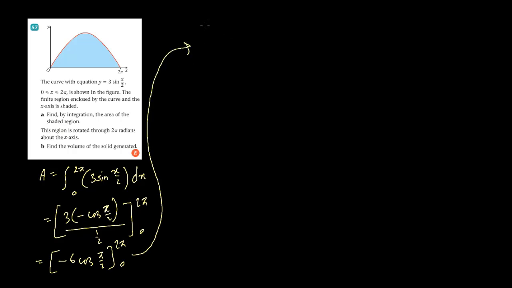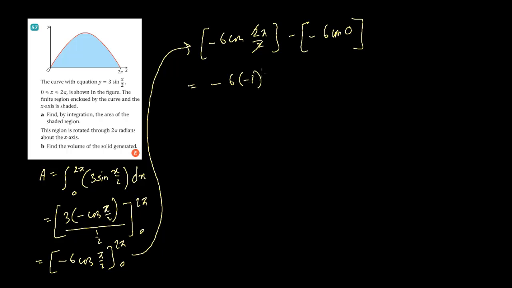If I put the limit, 2 pi would be minus 6 cos 2 pi by 2, minus 6 cos 0 by 2 is going to be 0. So this 2 cancels, cos pi, so minus 6 cos pi is minus 1, minus cos 0 is 1. Remember from C2, cos 0 is 1 and cos pi is minus 1. So 6 plus 6 equals 12. That's the area. This is question number A.